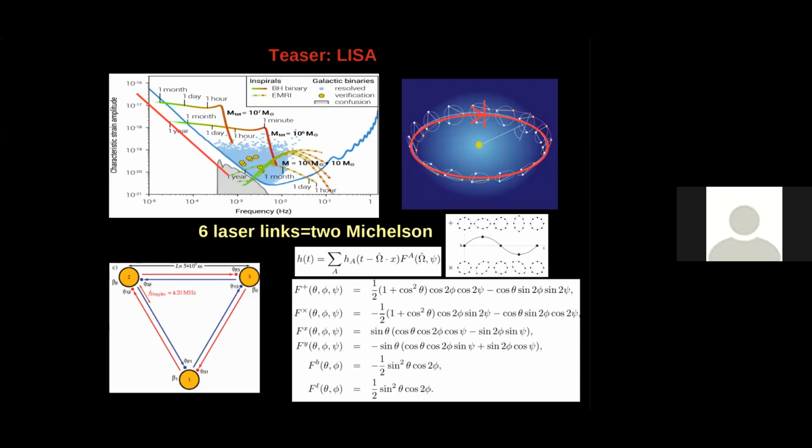So that's one thing. And the other thing is that most sources in the LISA band are fairly long-lived, and as they stay in band for a long time and LISA orbits around the sun, trailing the Earth, the response of the detector to the signal is shaped by the rotation and the motion of the detector itself. And of course, this shaping depends on the orientation of the source in the sky.